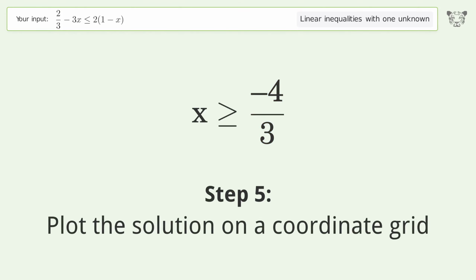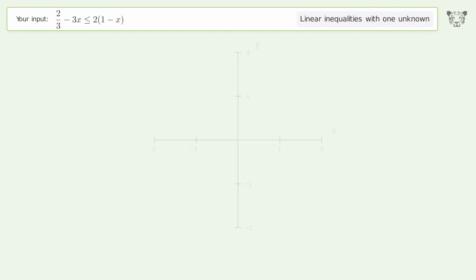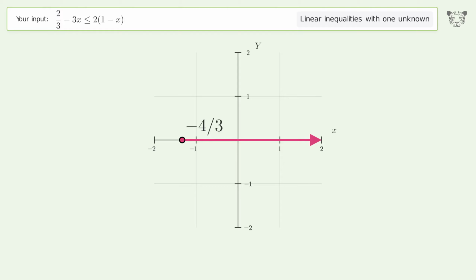Plot the solution on a coordinate grid. And so the final result is x equal or greater than -4/3 equal or greater than -11/3.